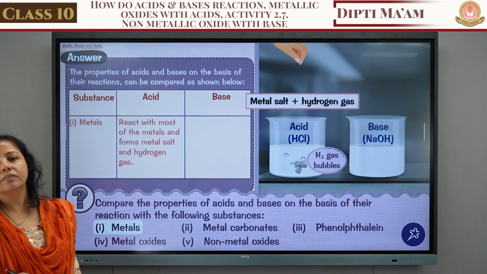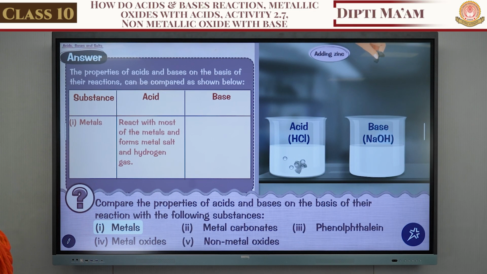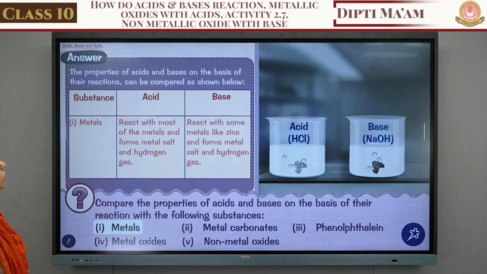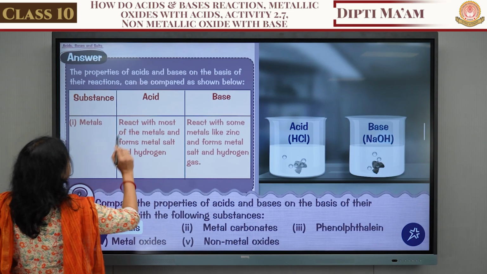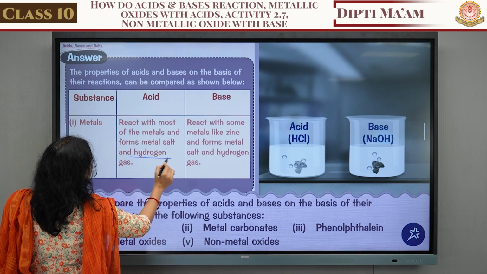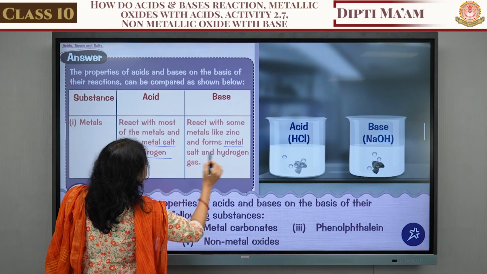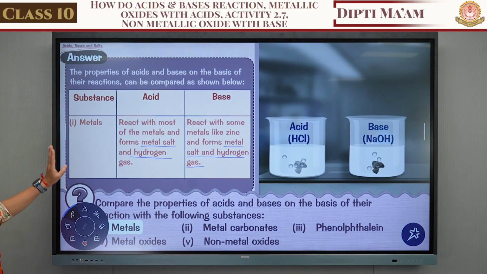Yes, it burns with a pop sound. Now what is the effect of zinc granules with a base? Suppose the base is there, then it also forms hydrogen gas. So suppose a metal is there, what is the effect of the acid? It forms hydrogen gas, metal salt and hydrogen gas. Here also it will form the metal salt and hydrogen gas. That is the effect of metals on acid and base.